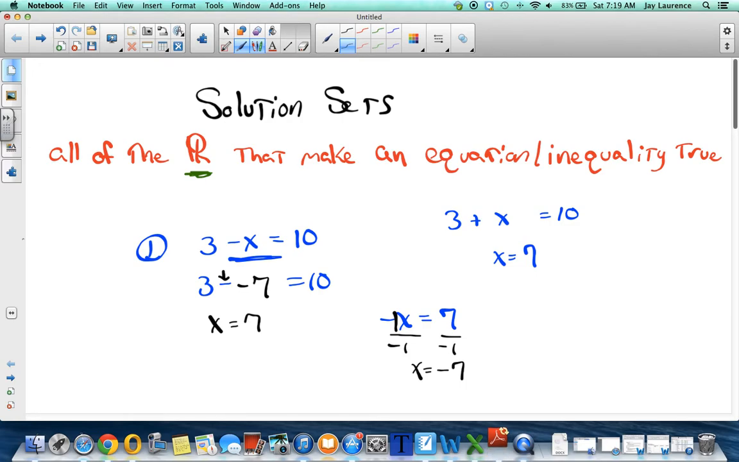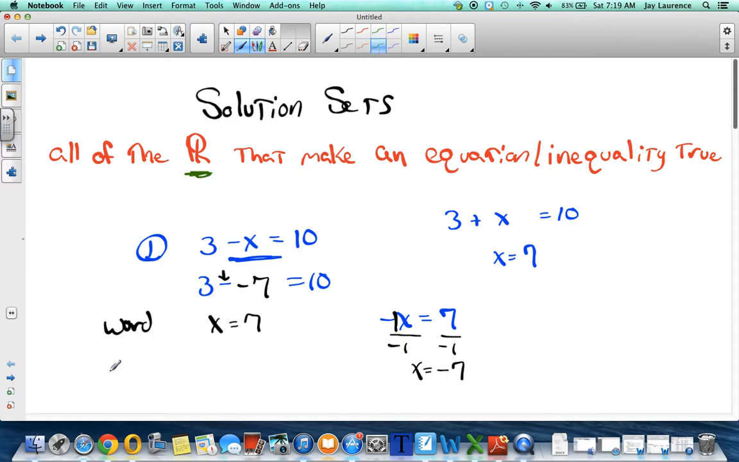Now, there are going to be different ways to express this answer. That's one of them, okay? Another way is in set notation. This would be in words. You could literally write out x is 7, or you can write x equals 7, which means the same thing. This is the word solution using math symbols.